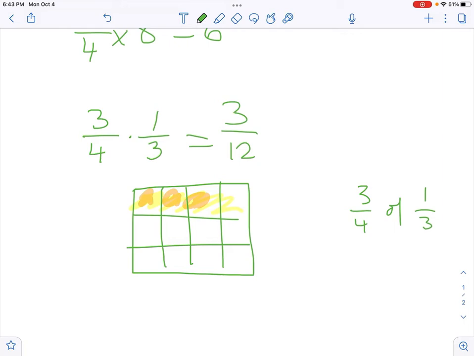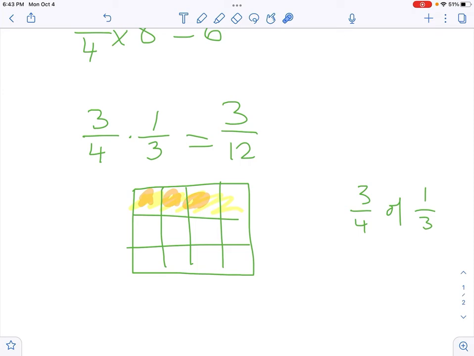So I get 3/12. And if you think about it, the reason why I got the 3 is because the 3 came from the 3/4 times the 1 of the 1/3. So 3 times 1 equals 3. 4 times 3 equals 12. That gives me my 3/4 times 1/3. And that's why I'm multiplying the numerator and the denominator.